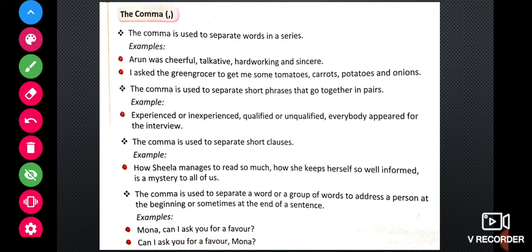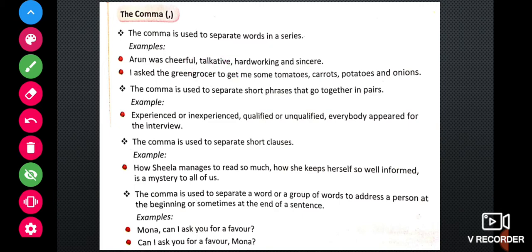For example, Arun was cheerful, talkative, hardworking and sincere. Here we have many adjectives. Here we have a series of adjectives like cheerful, talkative, hardworking, sincere. So we have used comma to separate these adjectives, to separate these words.